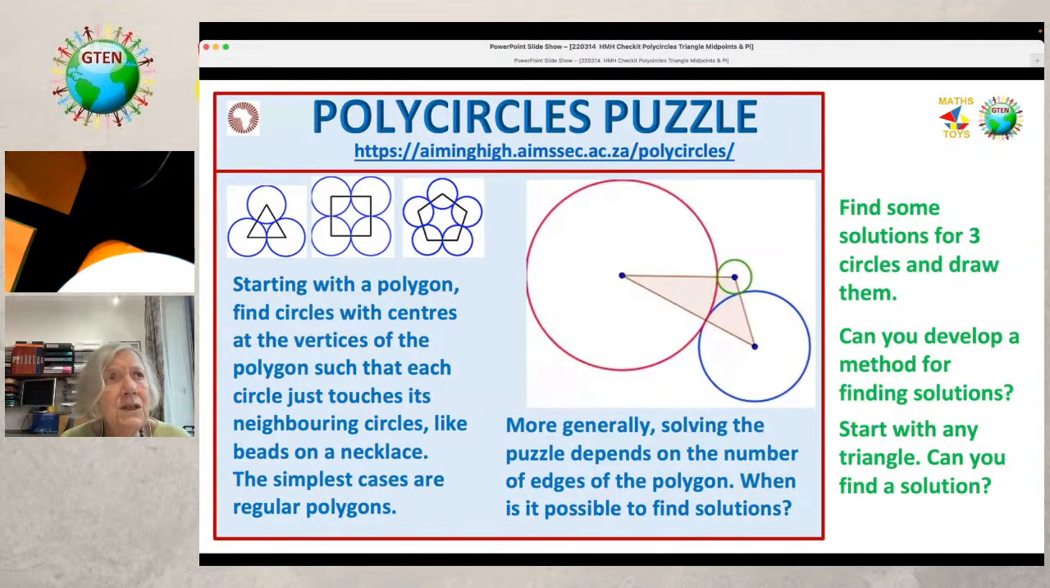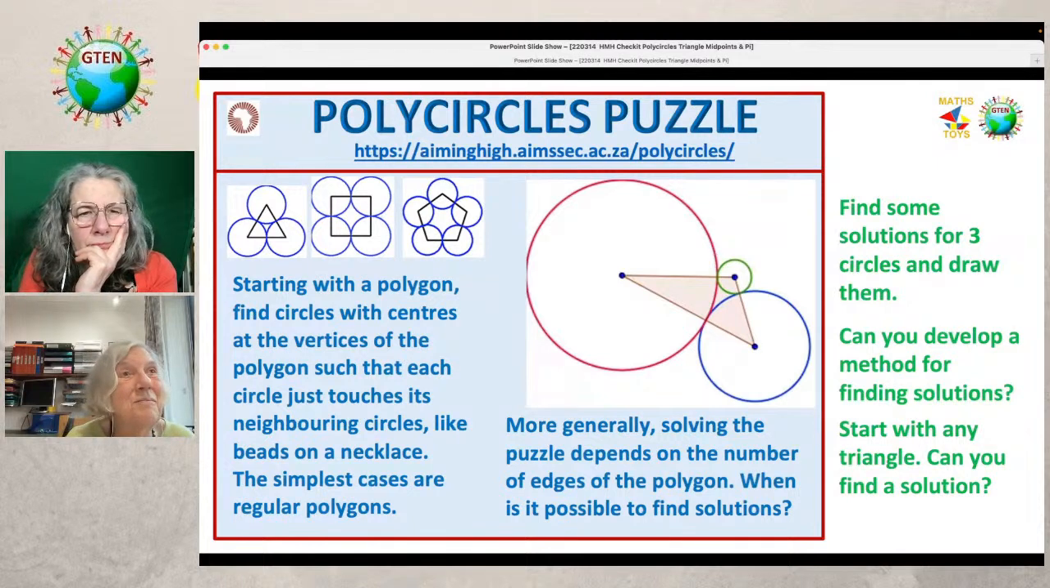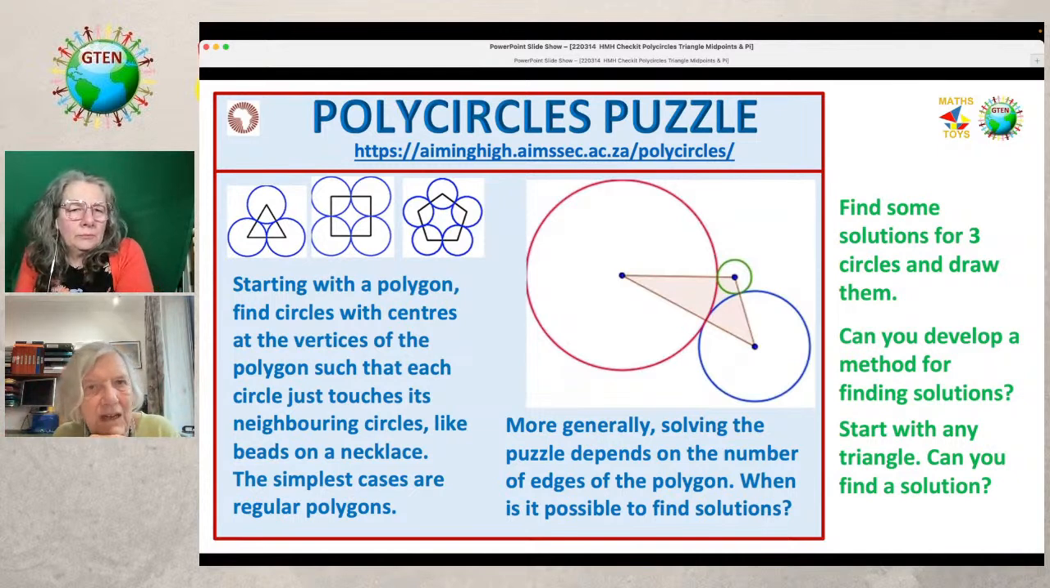So if it's, we've lost sight of you, Caroline. Sorry. If there's a regular one, like you see at the top there, a regular, an equilateral triangle or a square or a regular pentagon, you can always do it because you just have the circles all the same. And that's easy. But what happens if the circles are different sizes?